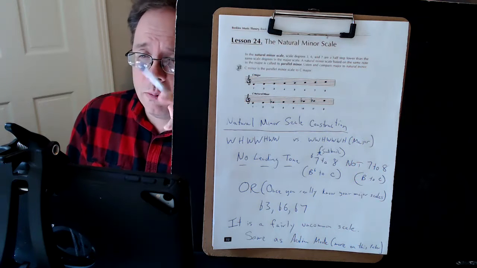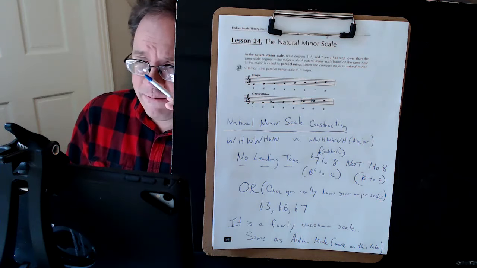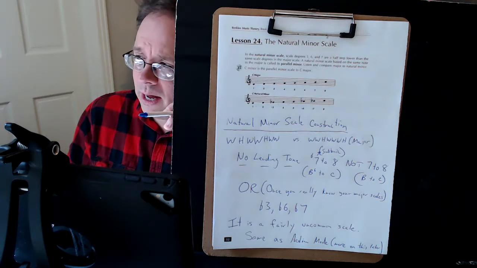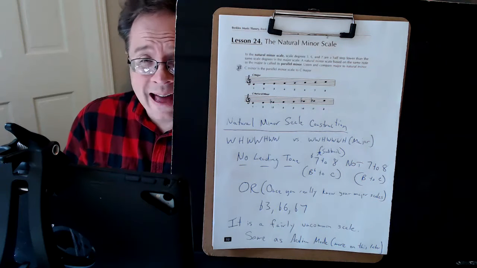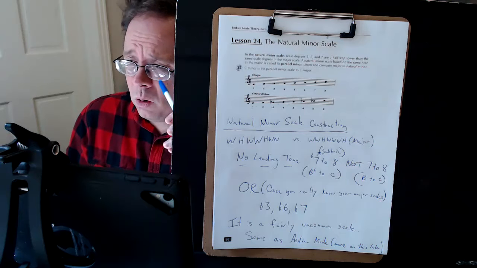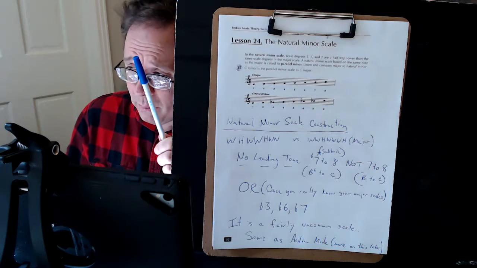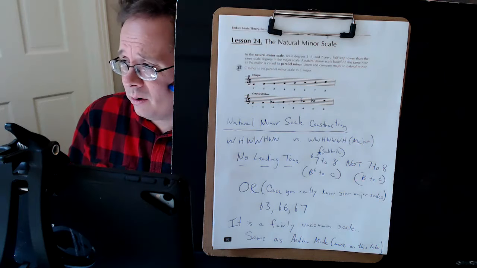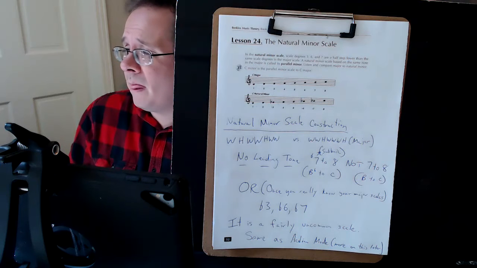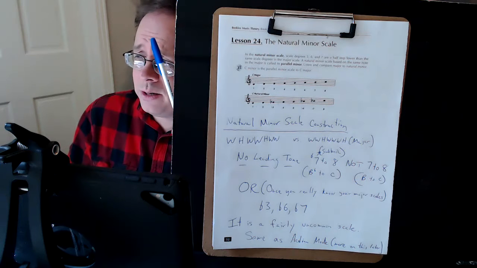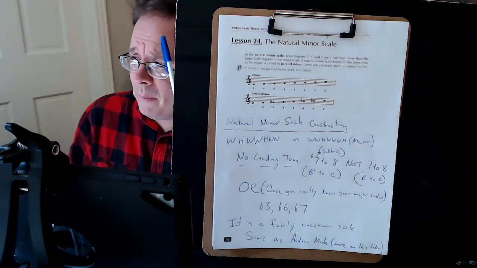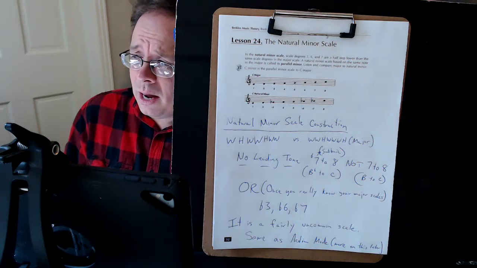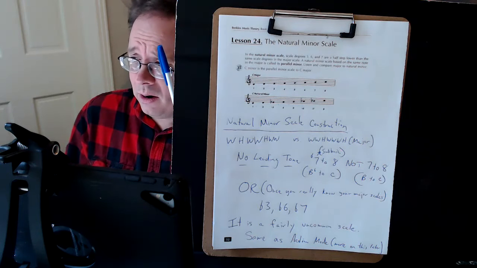Now, one thing you need to know before we start, there's three flavors of minor scales, okay? The one we're talking about today is called natural minor, but there are also the harmonic minor scale and the melodic minor scale, which we'll talk about in later lessons. So there's two or three ways to describe a minor scale. I'm going to disagree with the book a little bit here.